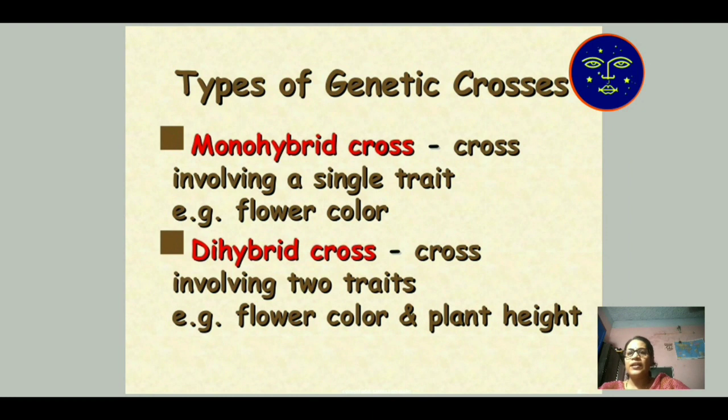Then types of genetic cross. We will study two crosses in this topic. Number one is the monohybrid cross, which is a cross involving a single trait. For example, flower color, which is transferred from parents to offspring, is known as a monohybrid cross. Whereas the dihybrid cross involves two traits, that is flower color along with plant height. Two characters mixed with each other is known as your dihybrid cross.